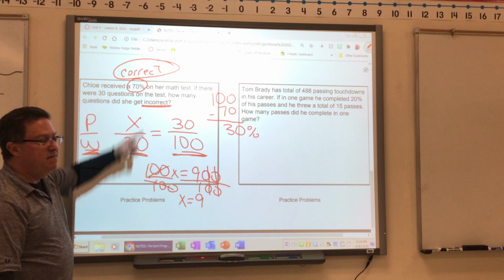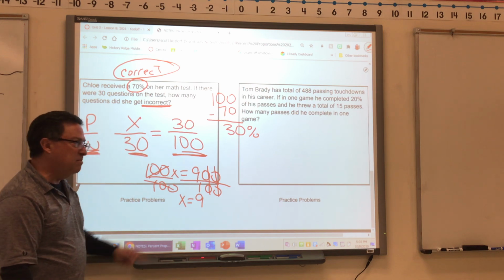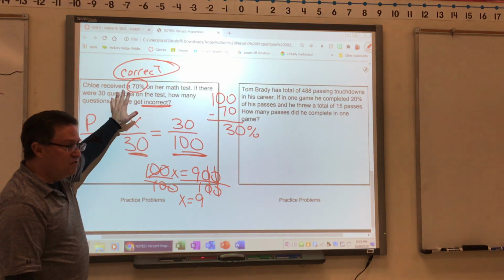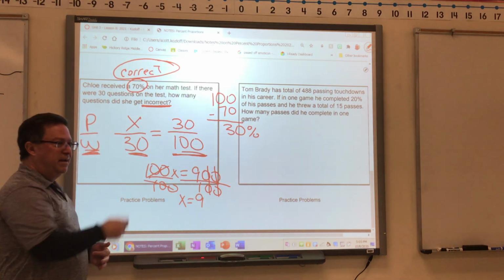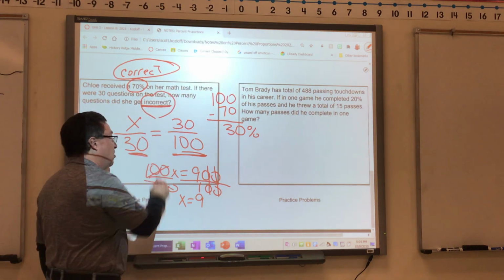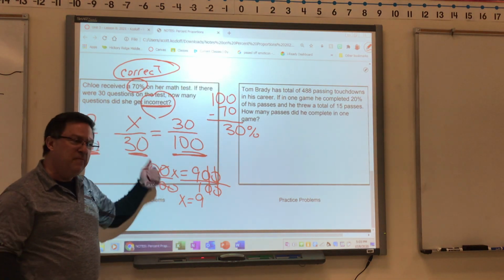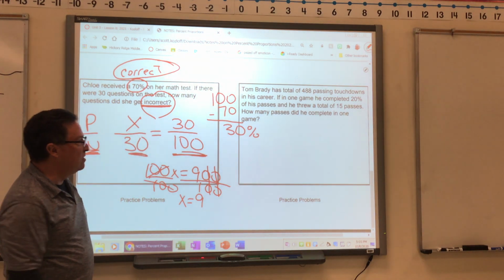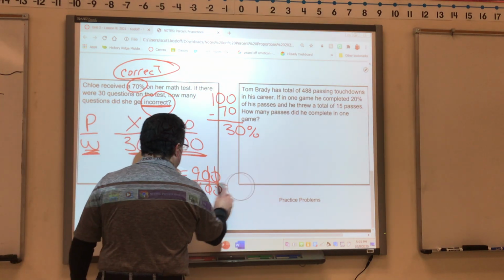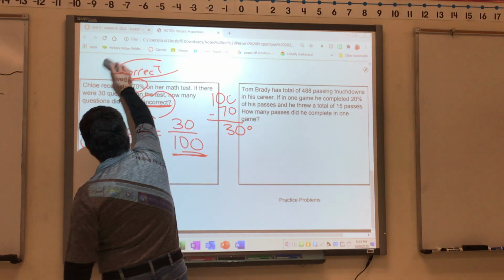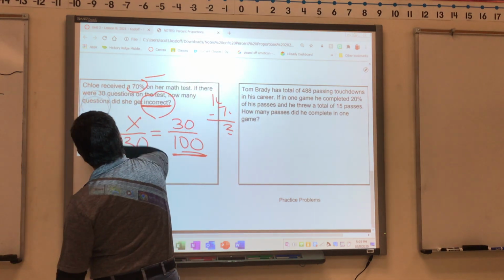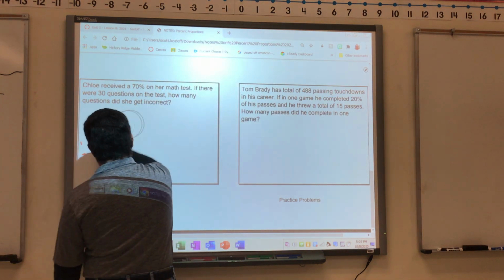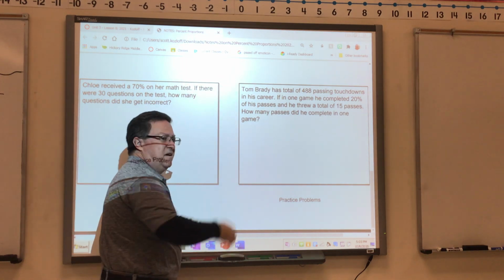Don't be fooled by this, people. Make sure you're reading the word problem, underlining, circling, starring, hearting. I don't care. Just do something so that you know there are important words there. Okay? As I said in today's class, the last question has to do with Tom Brady. I am not a Tom Brady fan, so I'm not doing that question. You can figure that one out on your own.